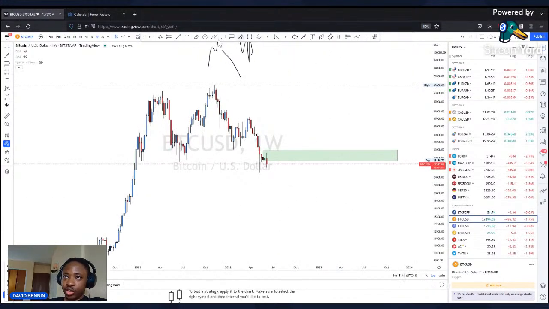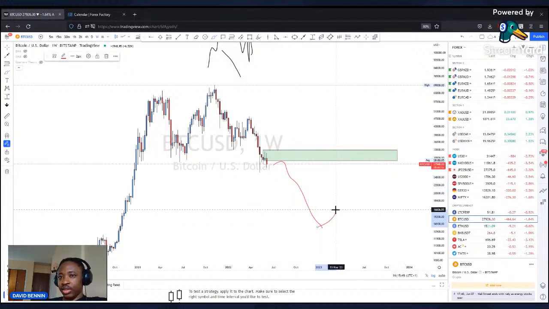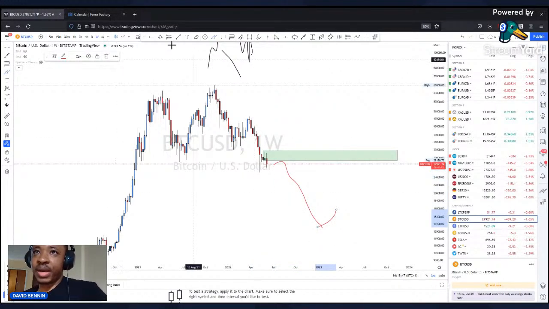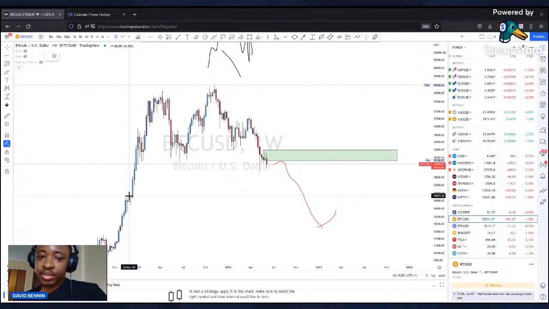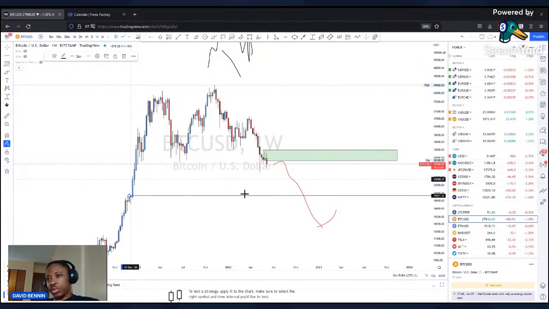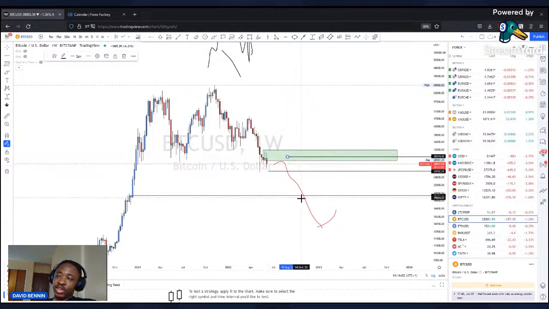It will just be a straight tap into liquidity and then tank. My target is actually 19.3K. That's where I'm looking at. If we get this bearish close here, nothing can push Bitcoin up again. It will just tap into the liquidity and drop to 19K.